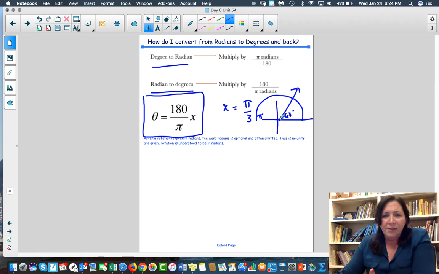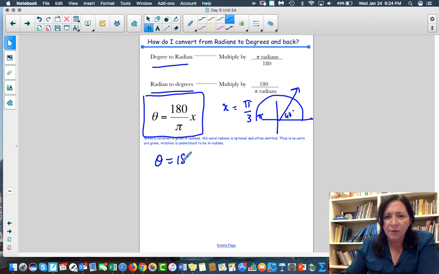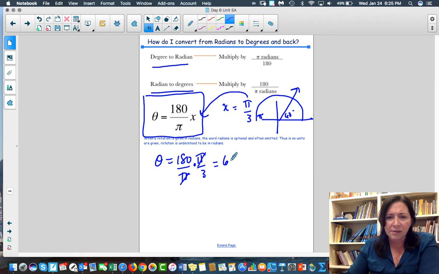Now, that's doing it in your head. You can use this really cool formula instead and say theta equals 180 over pi times x, with x being the radian, so times pi over 3. The pi's cancel, 3 divides into 180, 60 degrees. And so therefore 60 degrees is equivalent to pi over 3.